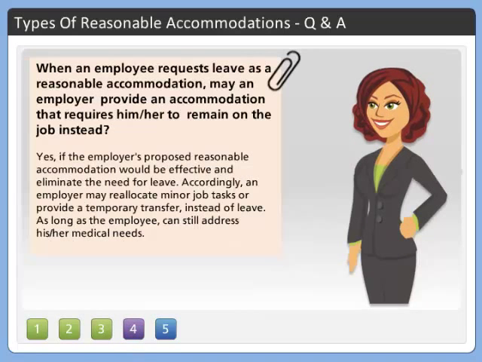When an employee requests leave as a reasonable accommodation, may an employer provide an accommodation that requires him or her to remain on the job instead? Yes, if the employer's proposed reasonable accommodation would be effective and eliminate the need for leave. Accordingly, an employer may relocate minor job tasks or provide a temporary transfer instead of leave, as long as the employee can still address his or her medical needs.